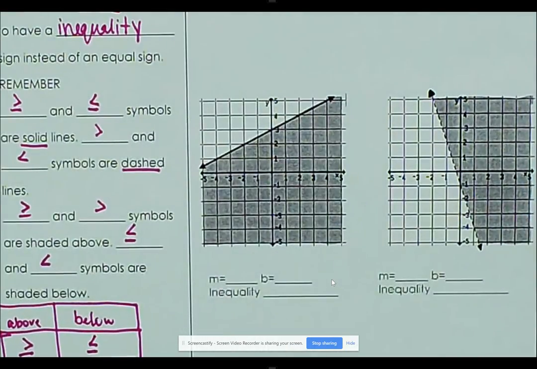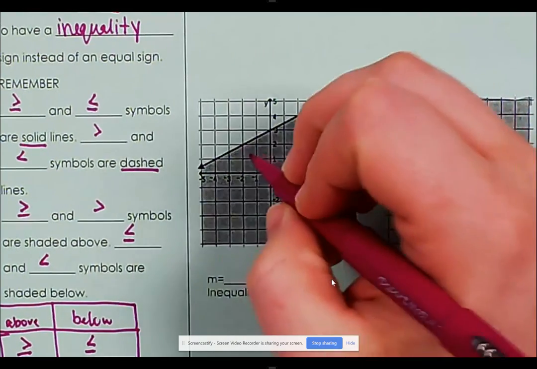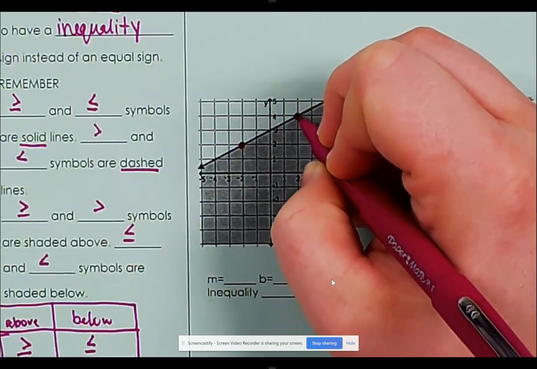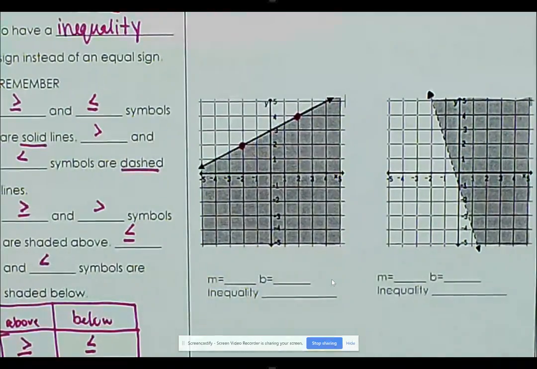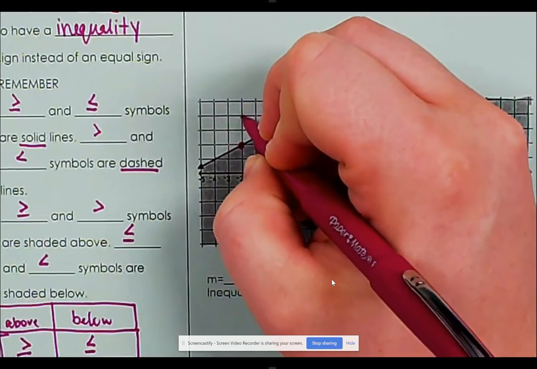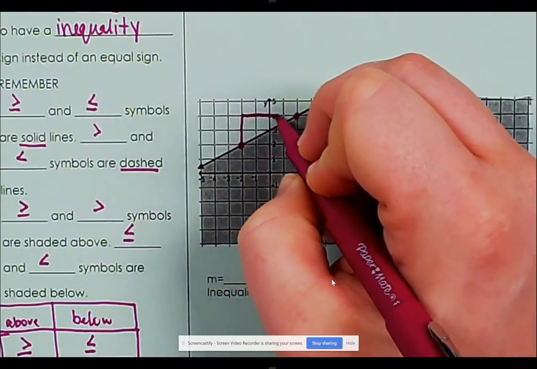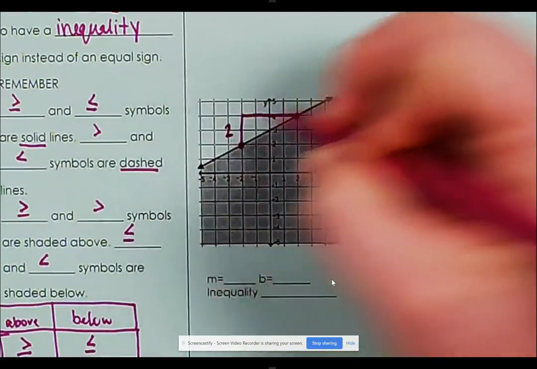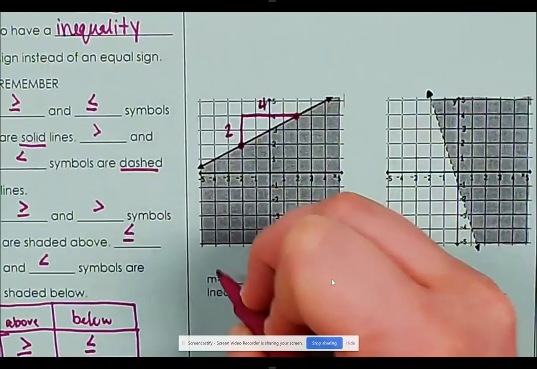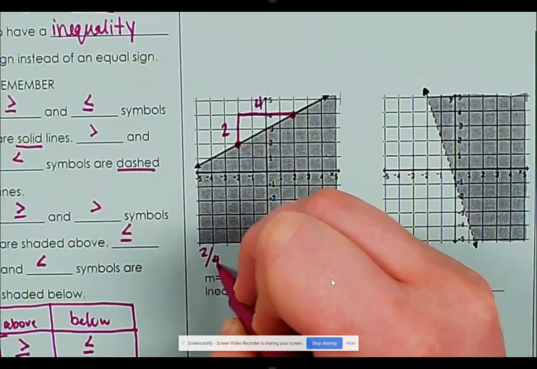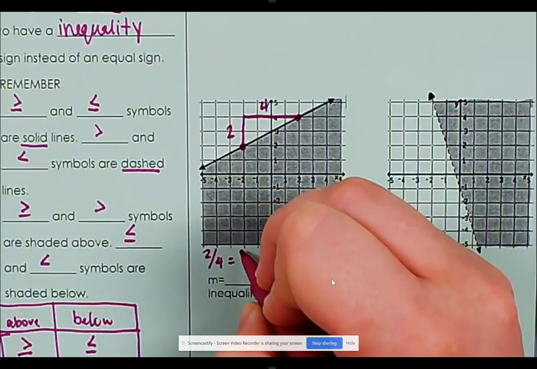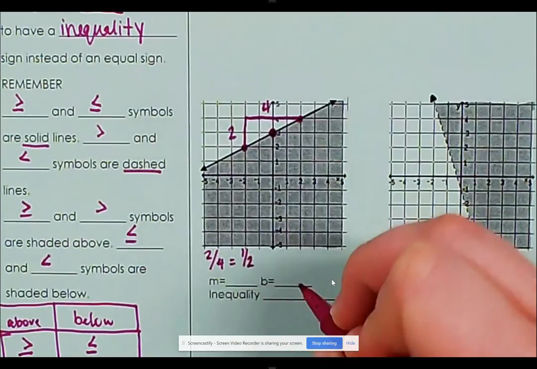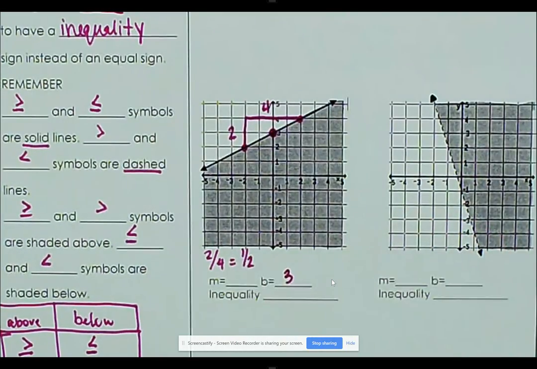Okay, here for my m value, I'm going to have to find two perfect points again. Let's say I pick these two. Again, you can pick any points, it doesn't matter, just whichever two pop out at you. Okay, this is going to be up to right 4. Okay, again, we always need to simplify our slopes. That is going to simplify to 1/2, and then our b value is going to be here at +3.